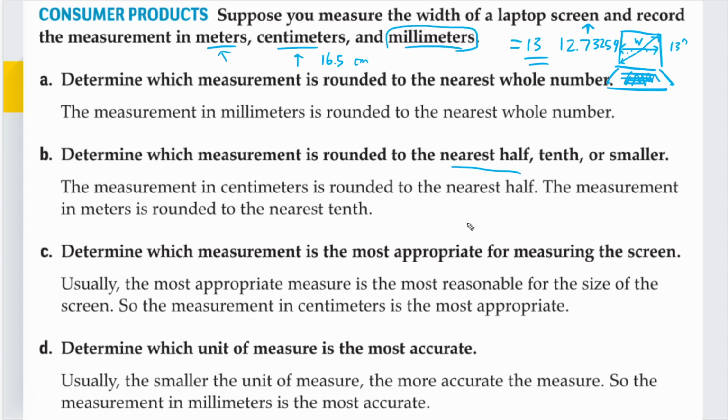The nearest tenth. The nearest tenth is probably meters, right? 1.1 meters. That would be a humongous laptop screen. 0.2 meters. I mean, if I were measuring a laptop screen in meters, I might even want to go to hundredths. 0.21, for example.